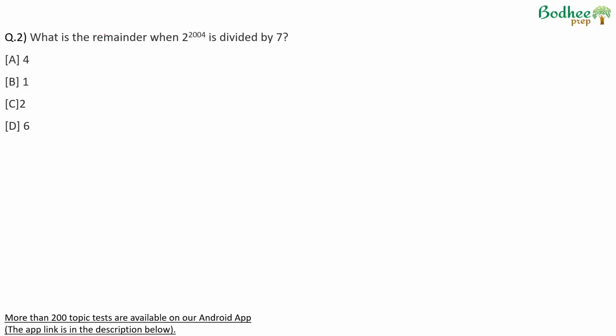What is the remainder when 2 raised to power 2004 is divided by 7? A power of 2 close to a multiple of 7 is 8, 2 cube. So from 2004 we take out the power 3. 2004 by 3 is 668. So basically 2 raised to power 2004 can be written as 2 cube raised to power 668 divided by 7.